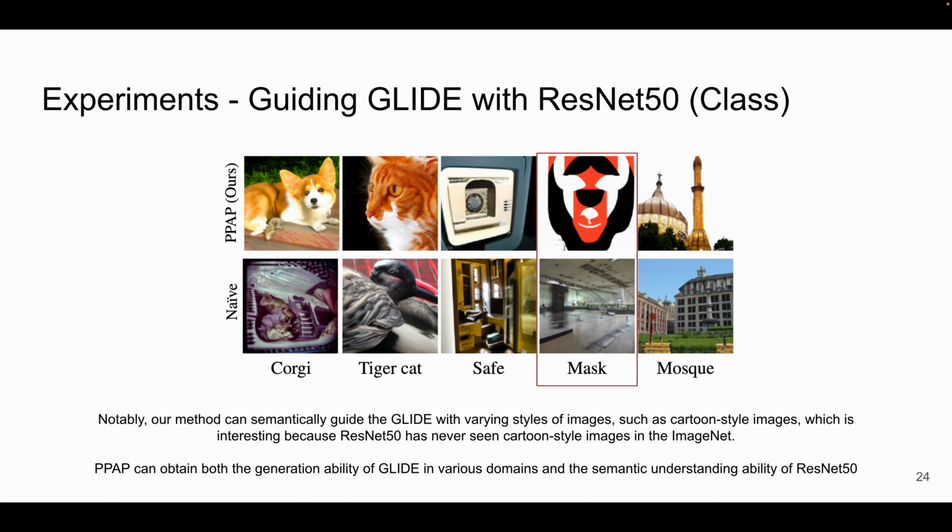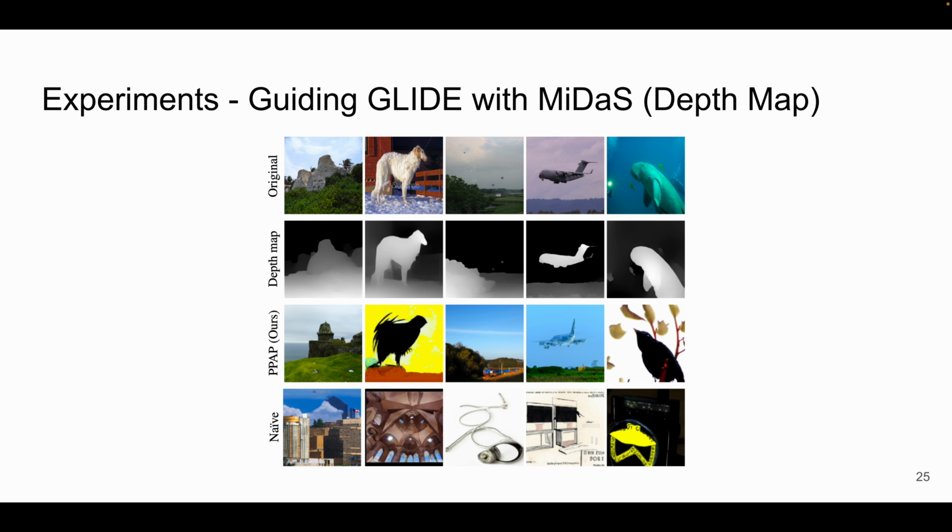Here are the results of guiding GLIDE with ResNet 50. Notably, our methods can semantically guide GLIDE with varying styles of images, such as cartoon-style images, which is interesting because ResNet 50 has never seen cartoon-style images in ImageNet. PPAP can obtain both the generalization ability of GLIDE in various domains and the semantic understanding ability of ResNet 50.